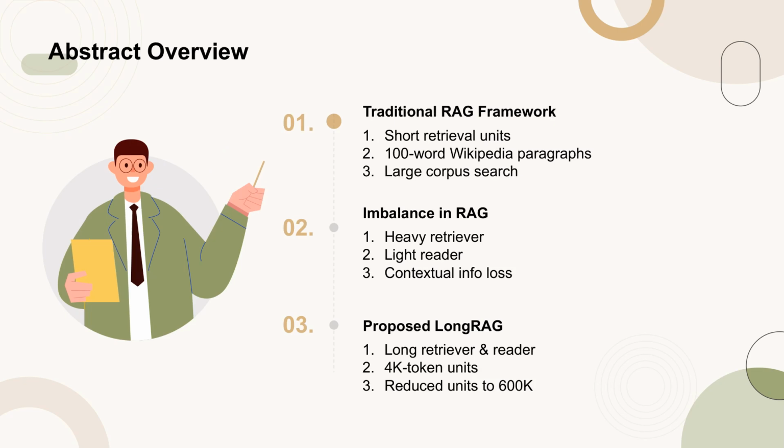In the traditional RAG framework, retrieval units are typically short, often consisting of 100-word Wikipedia paragraphs. This design requires the retriever to search through a vast corpus, leading to inefficiencies. The imbalance between the heavy retriever and light reader can result in suboptimal performance due to the loss of contextual information in these short units.